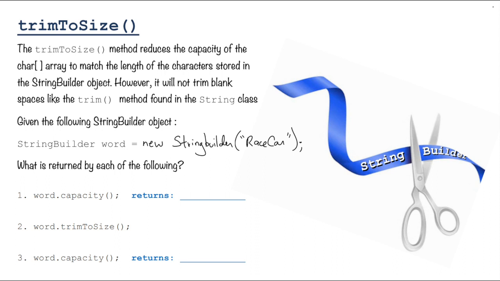So if we look at the given StringBuilder object word, which is instantiated with the string racecar, if we look at word.capacity, it will be the length of the string, which is 1, 2, 3, 4, 5, 6, 7, plus the 16, which gives us 23. And if we trimToSize, it will return 7 because that is what racecar is storing. If racecar had a blank at the end, it would trim it down to 8 because it would not trim the blank. But in this case, it does not, so it will become size 7.